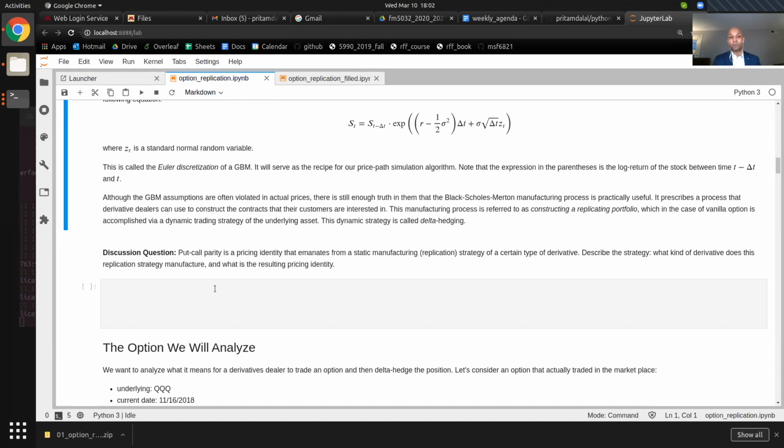So if you recall, put-call parity is a pricing identity that emanates from a static manufacturing or replicating strategy. I just want to make the distinction: there's delta hedging, which is dynamic, but there's also static hedging strategies or static manufacturing strategies, and put-call parity emanates from one of those. So see if you can recall the nature of that replicating strategy. What combination of the put and the call are you holding, and what other type of derivative are you constructing from a put and a call? I'll give you guys a few minutes to noodle at that.